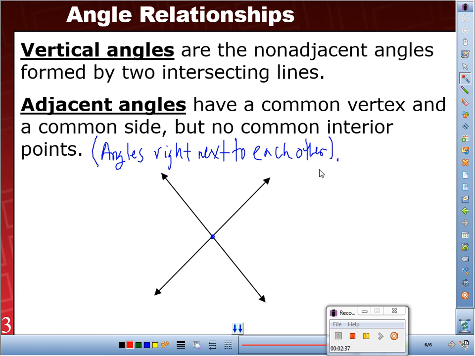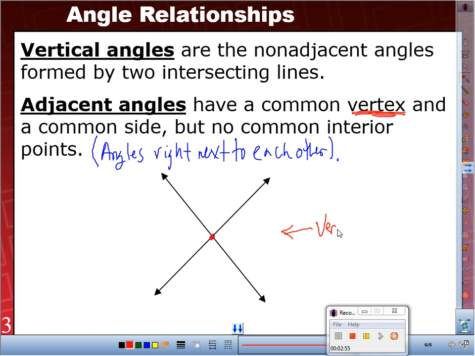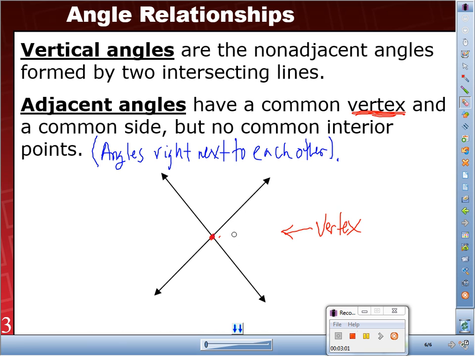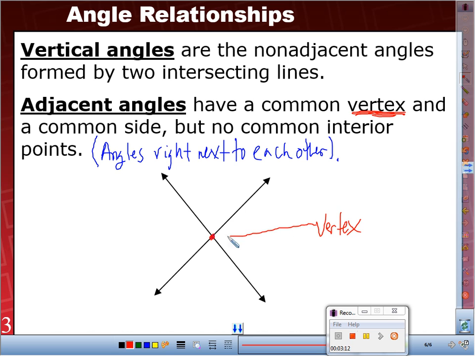First of all, look at the definition for adjacent angles. It says they have a common vertex. Who remembers what the vertex is? Where the angle starts, right? So this one right here, let's label this one so that we know that one is the vertex. The vertex is this one right here. Let me erase this and point to it. That's the vertex. All right?